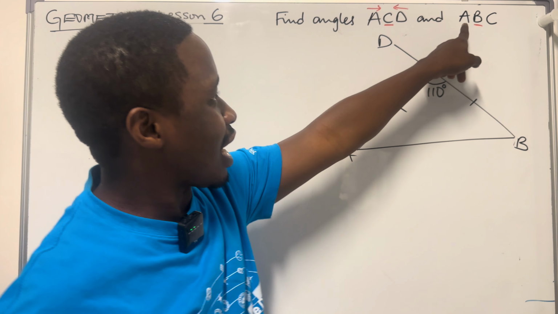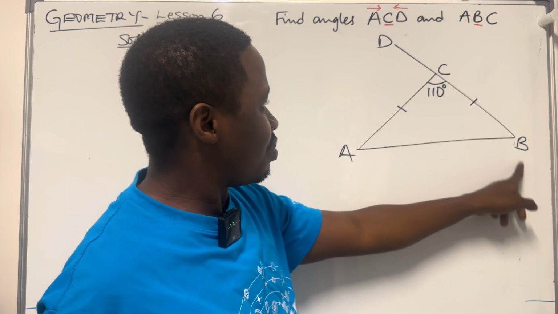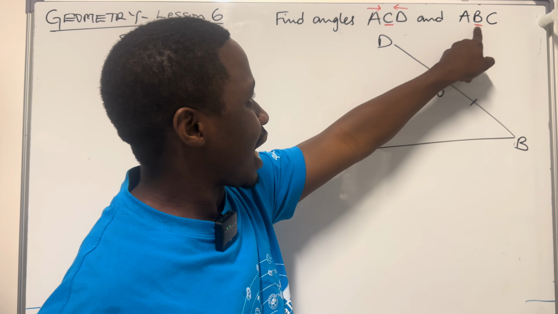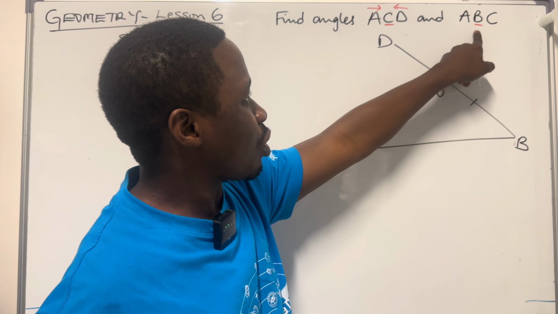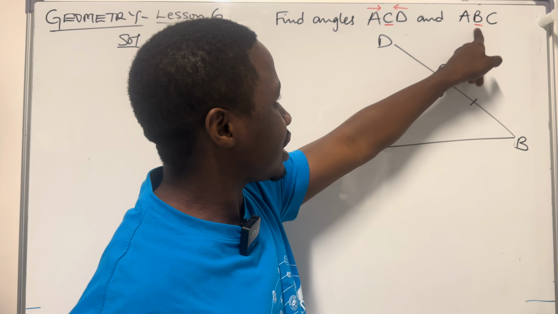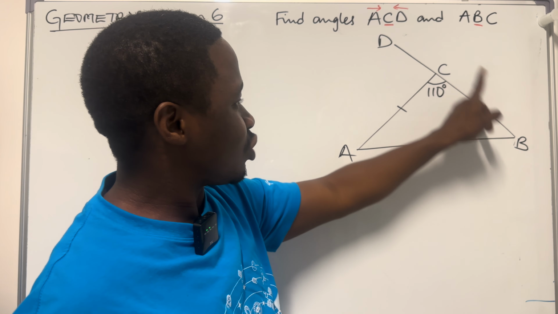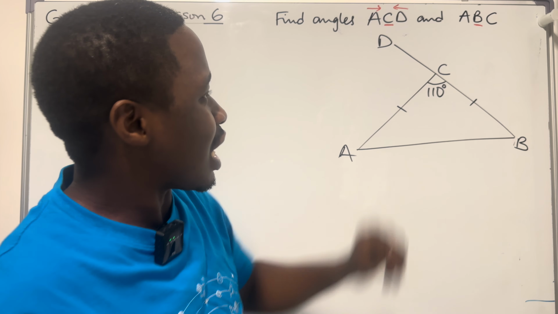Likewise here, angle ABC, the angle is situated at B. This angle is formed by the lines coming from A and C to meet at this point. So we need this angle, and we need this angle.